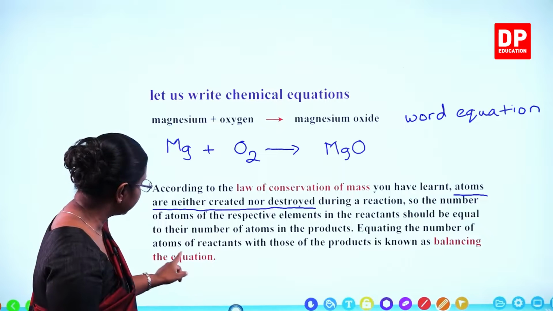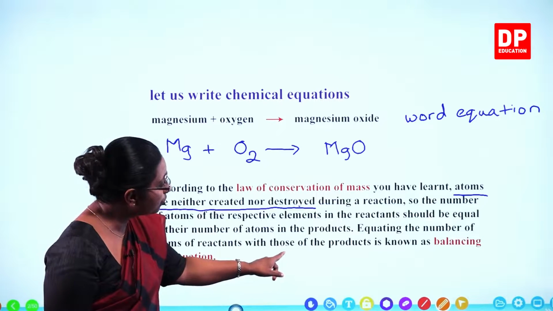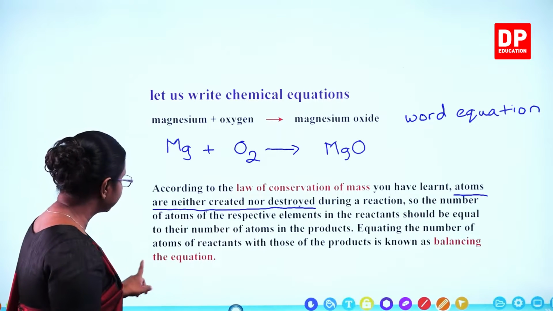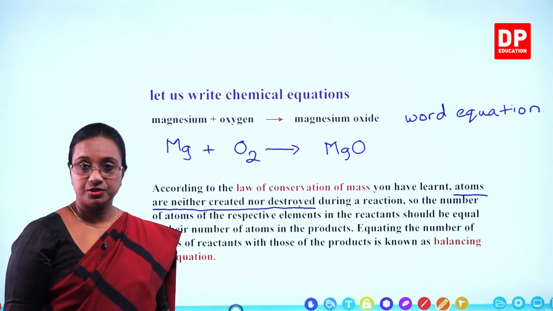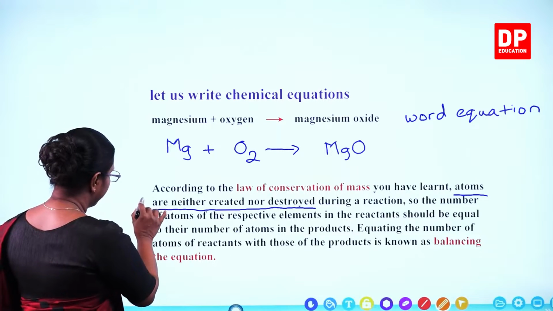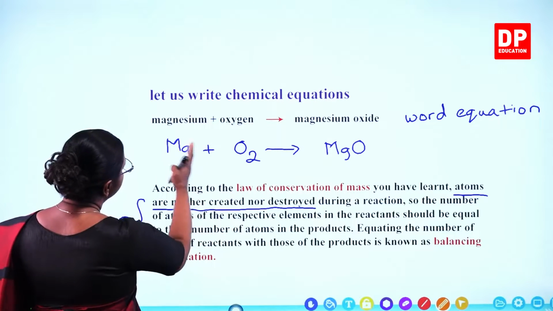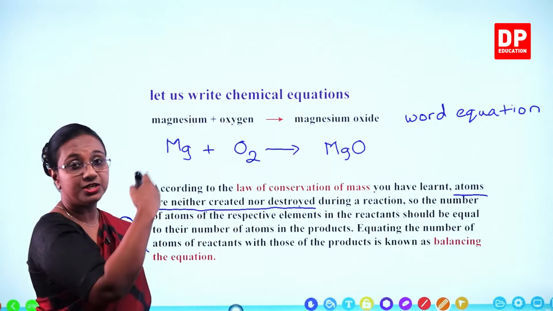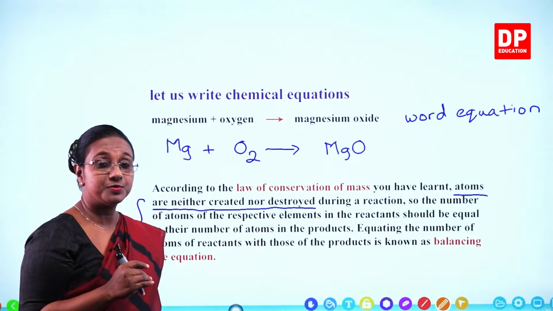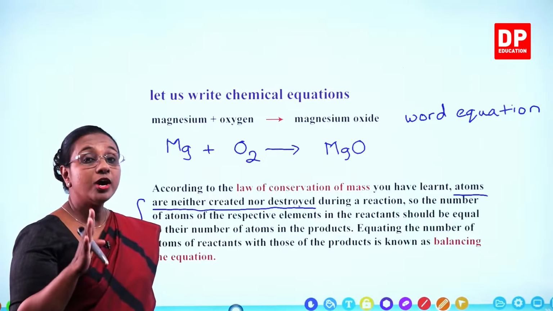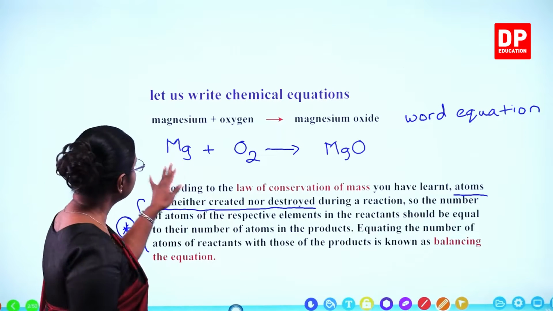Equating the number of atoms of reactants with those of the products is known as balancing the equation. So this is very important, students. You have to remember this. Always the number of atoms on the left side should be equal to the number of atoms on the right side for each element. So let's check.